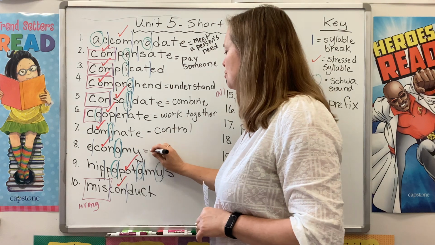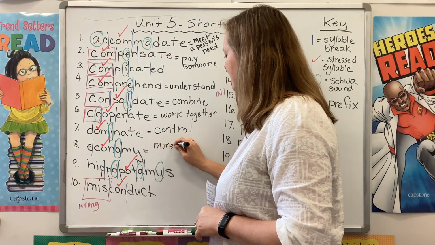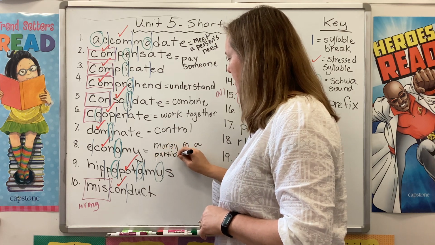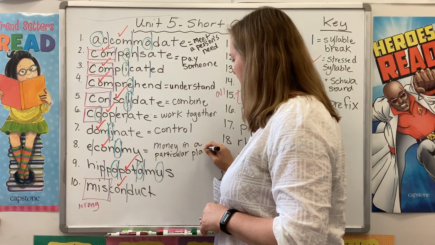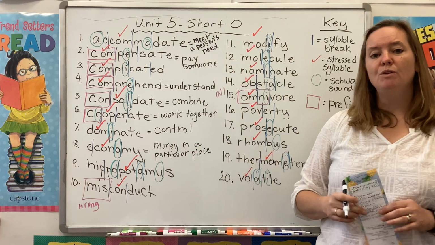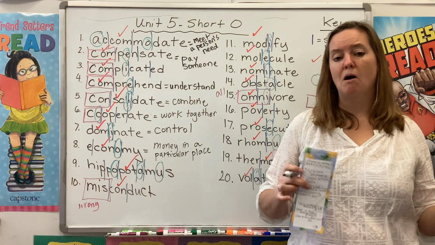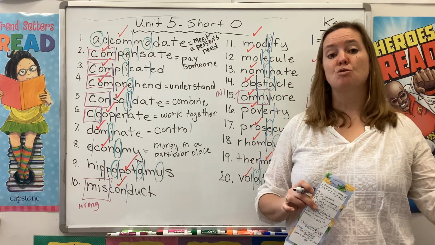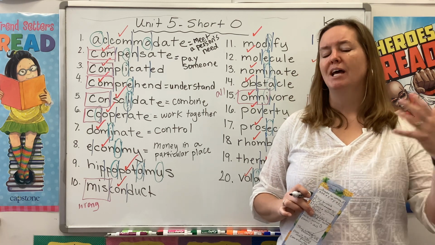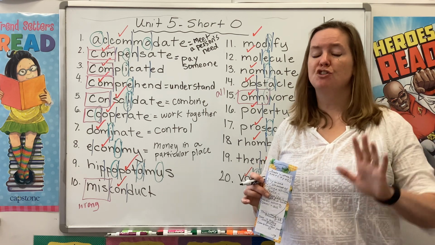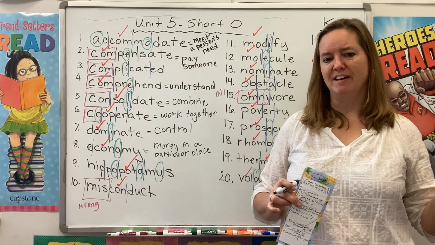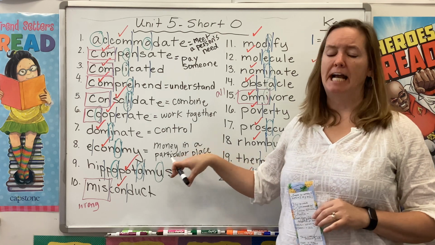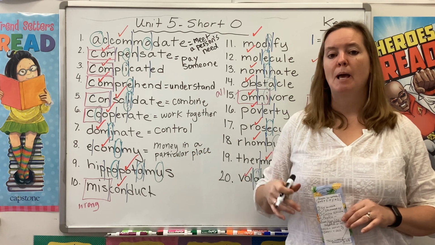Economy has to do with the money in a particular place. Okay, so if you live near the ocean, you live in a small town, your economy might depend on tourists coming to the beach and eating at your restaurants, fishermen going out to sea to catch fish, right? So the ocean and the beach are an important part of your economy. That's how your town makes money.